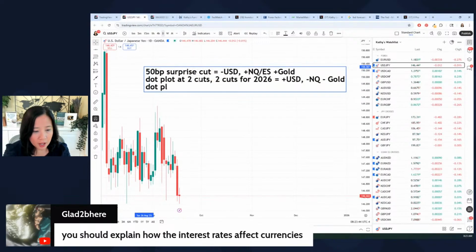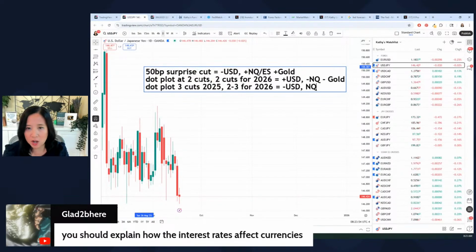If the dot plot shows 3 cuts 2025, still 2 to 3 for 2026, that's going to be mildly, just a little bit. You're not going to get big moves. Mildly negative for dollar and positive for stocks. I wouldn't be surprised if you actually saw some initial sell-off in the dollar and then a rally, because this is exactly what's priced in. There's no surprise element here.